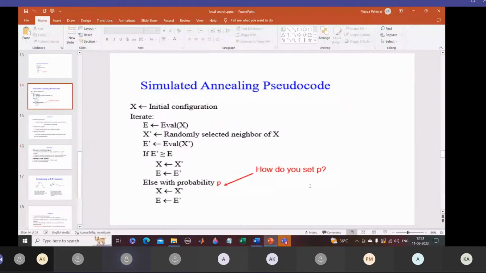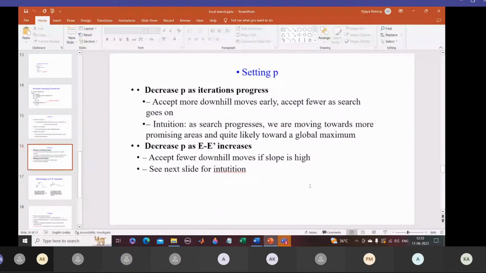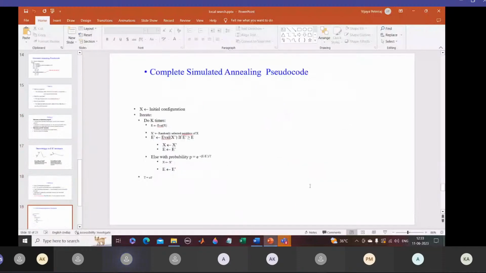So the iteration process, how we are going to calculate the next step. What are the different agent types? The table driven agents, simple reflex agents, agents with memory, agents with goal, and utility based agents. How do you set the value for that P? Okay, so we'll be seeing one by one.